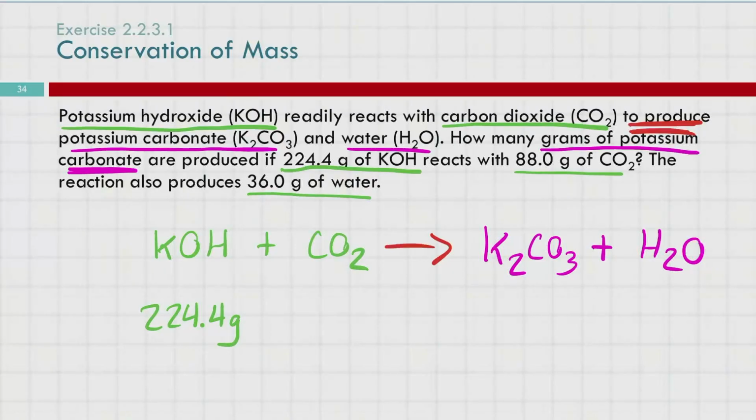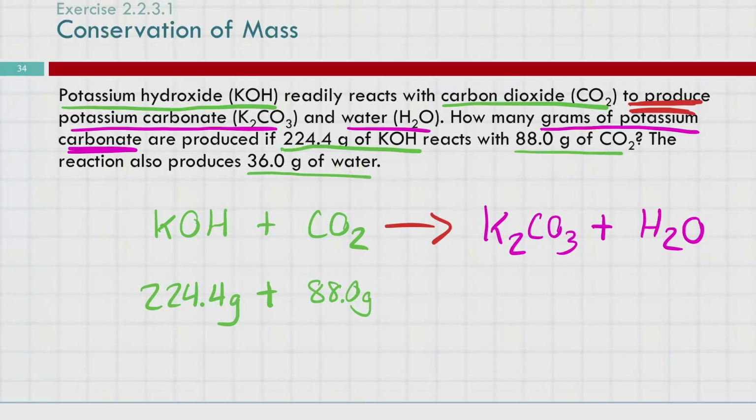under our KOH. Reacts with 88 grams of CO2, so we'll write in 88.0 grams of CO2. I'll leave the symbol off for now because we're writing it under it. Okay, so these two things react. That's our total mass for our reactants. We're told that the reaction also produces 36 grams of water. So we can write in 36.0 grams under our water.